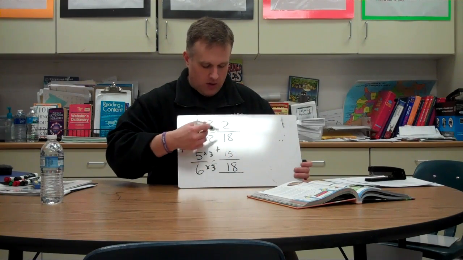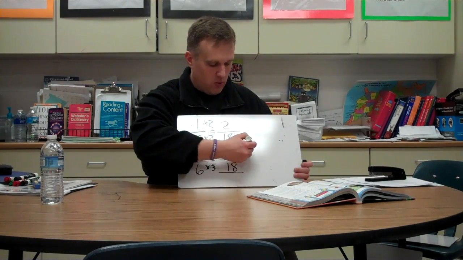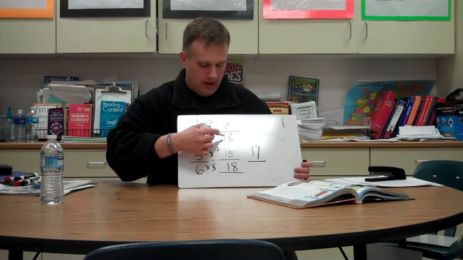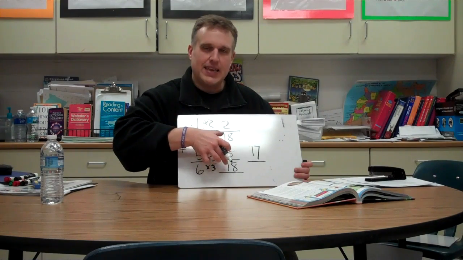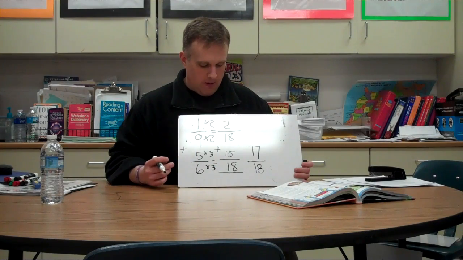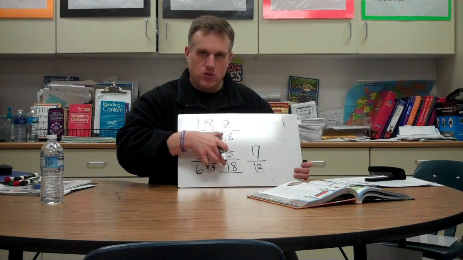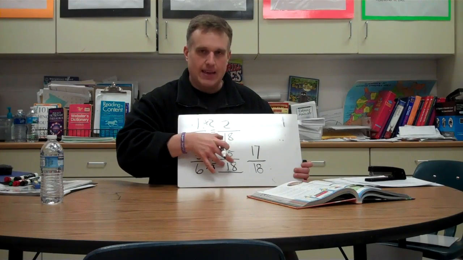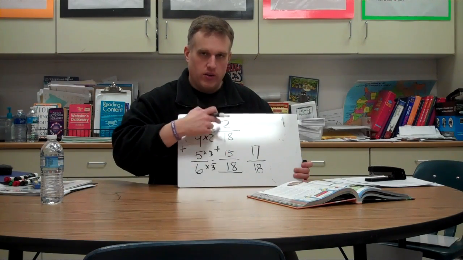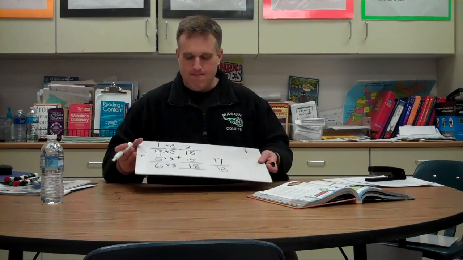If I add 2 plus 15, I'm just going to do it over here, that would be 17. And then my denominator stays the same. So it's 17/18. Okay? We do not add the denominators together. Those stay the same. Once we get them the same, they stay that way. We just add the numerators. So 2 plus 15 is 17, so we have 17/18. Okay? That's number 7.